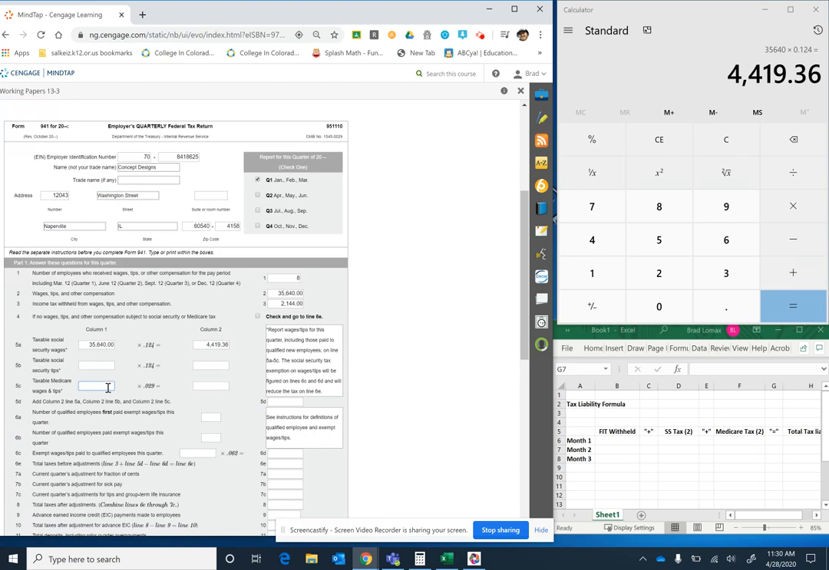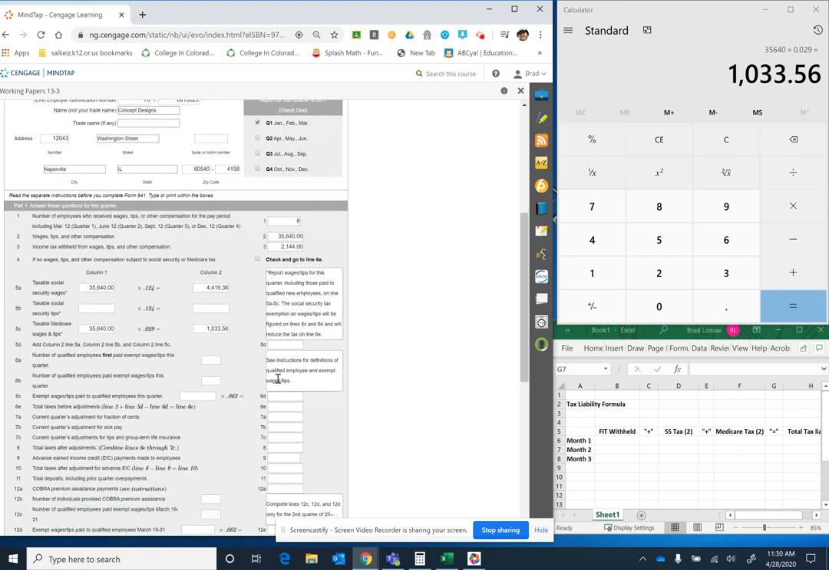Next, we need to do taxable Medicare wages and tips. So we're going to multiply that together. We'll take our taxable wage, which was $35,640, and multiply it times 0.029. So we'll do that now. The money that we earned, $35,640 times 0.029, and we come up with $1,033.56. Great. So that takes care of 5A, 5B, and 5C.